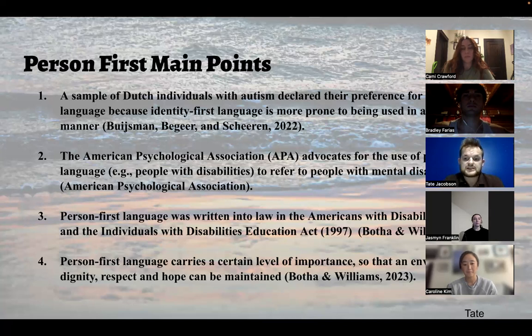Both of these acts have done a lot for the disabled community, and we should use the type of language that they're suggesting. Number 4, person first language carries a certain level of importance so that an environment of dignity, respect, and hope can be maintained. By putting the person before the disability, we can help to rid society of stereotypes that have been formed. We should describe people as having a disorder and not being the disorder, so that we can positively influence the images and impressions that are formed around them.